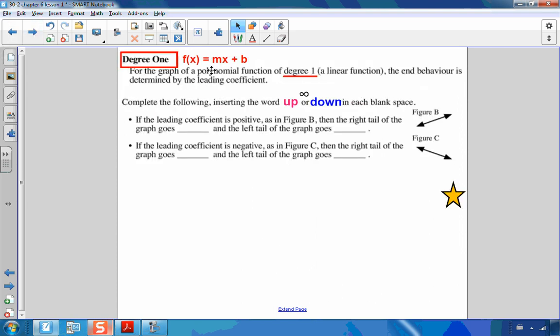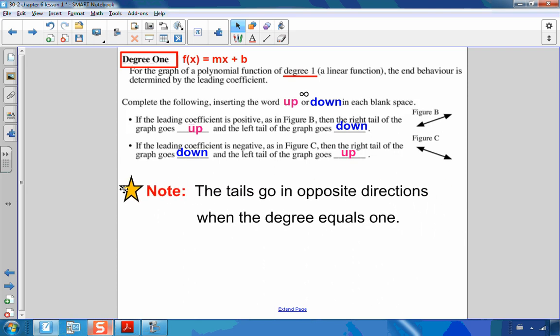Degree 1, so mx plus b. If the leading coefficient is positive, such as this, then I can see that the right tail is going to be pointing up and the left tail is going to be pointing down. In this example here, when the leading coefficient is negative, right here in C, you can see that the right tail is actually pointing down and the left tail is pointing up. Notice that the tails are pointing in opposite directions when the degree equals 1. So they have opposite end behavior.